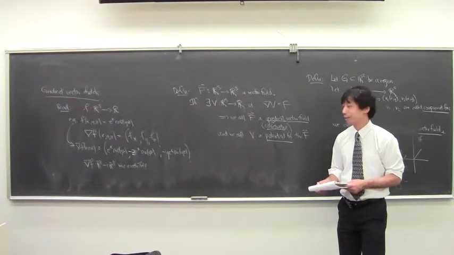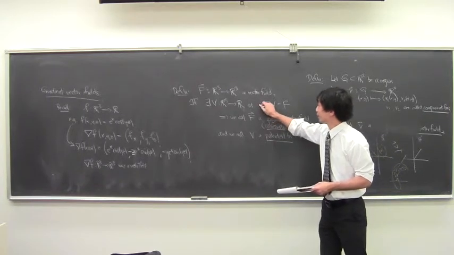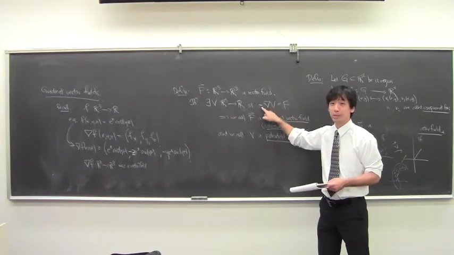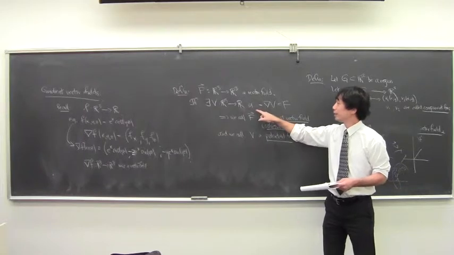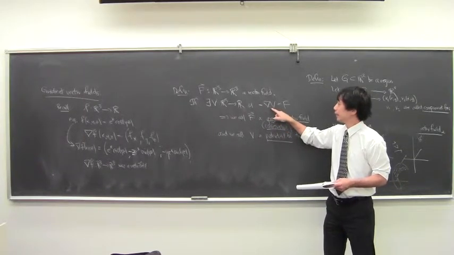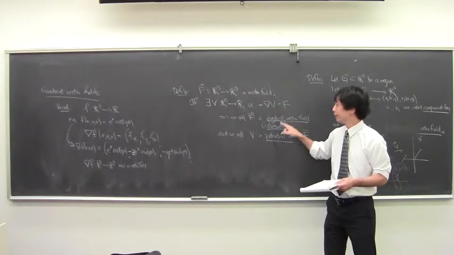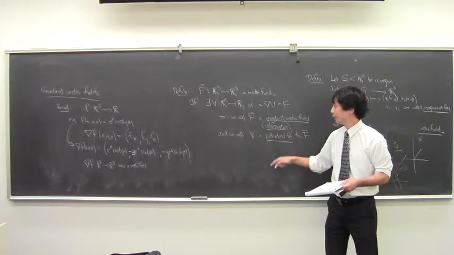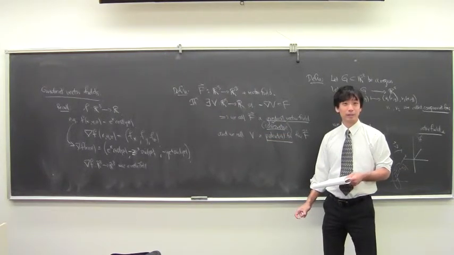What I've written is actually not quite right. In fact, one puts this condition, rather, that you say if there's a v such that negative the gradient of v equals f, then we call it a gradient vector field, and we call v the potential function.